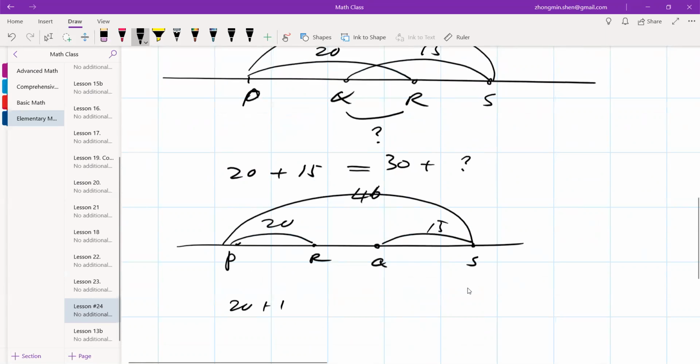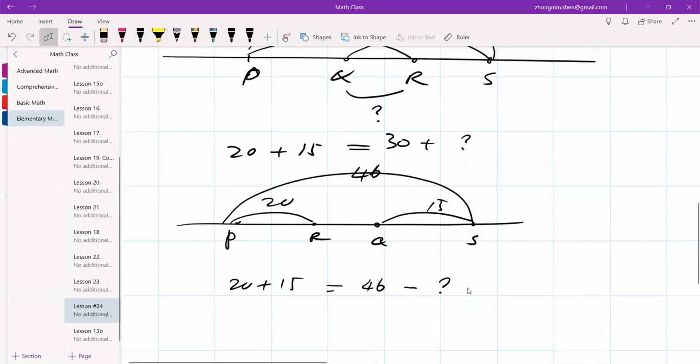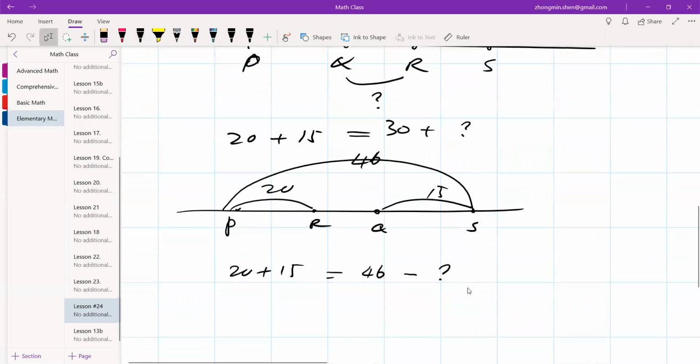So 20 plus 15, right? It's not going to be the total 46. You have to subtract that part, okay? Then you get 40. So that part is going to be 11. Right? So the distance between this R and the Q is going to be 11.